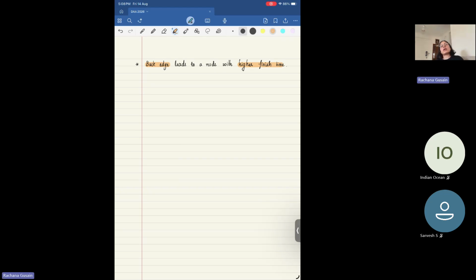Now, have you gone through the topological sorting that's covered in the course? Okay, so first of all, for topological sorting, we need to have a directed acyclic graph, right? DAG in short. So DAG means it's a directed graph, but it does not have a cycle. Directed acyclic graph.